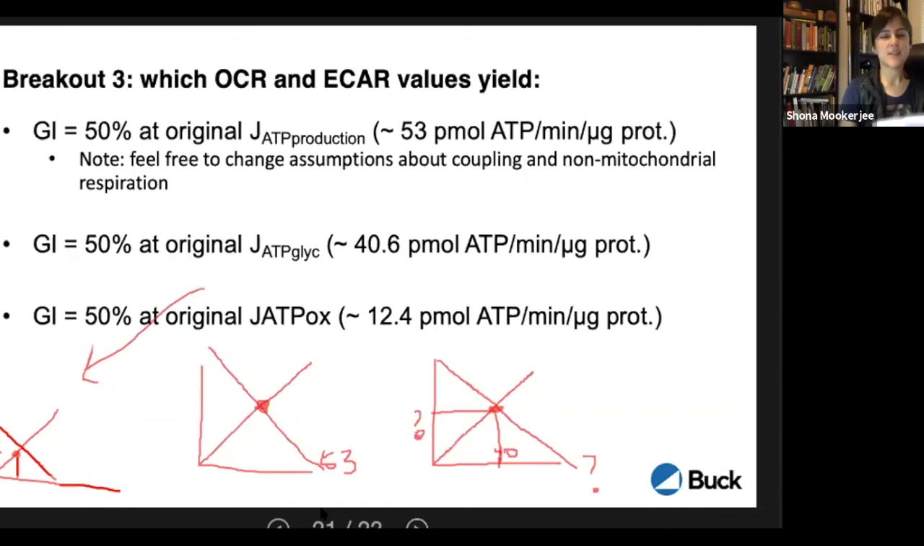So again, the goal of this exercise was not to manipulate real experimental conditions. These things might or might not be experimentally achievable, but this is really a way that I think is helpful to understanding how the spreadsheet works and how changes in different values of the different elements of the spreadsheet will change your calculated ATP production rates. So I hope you've taken that away from this exercise.